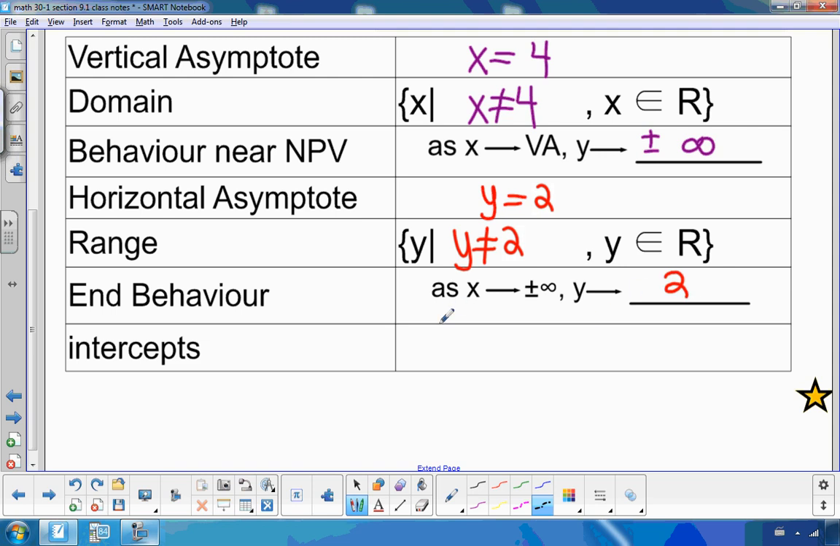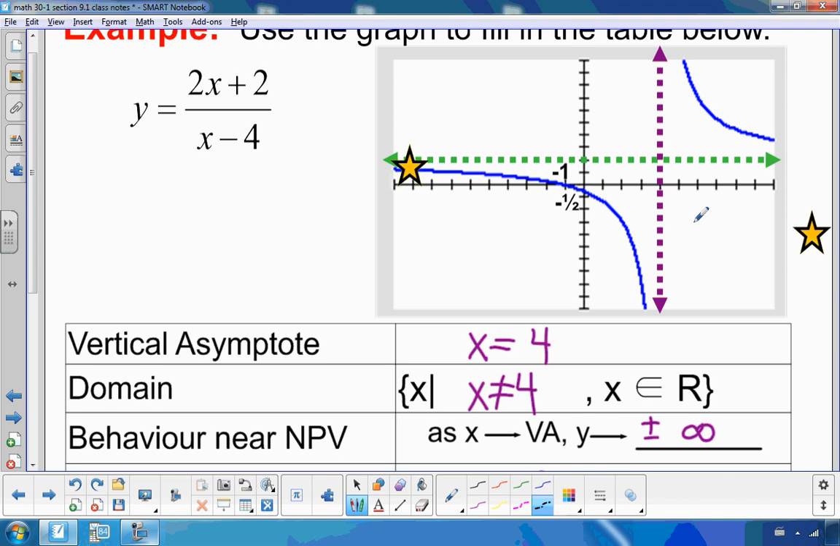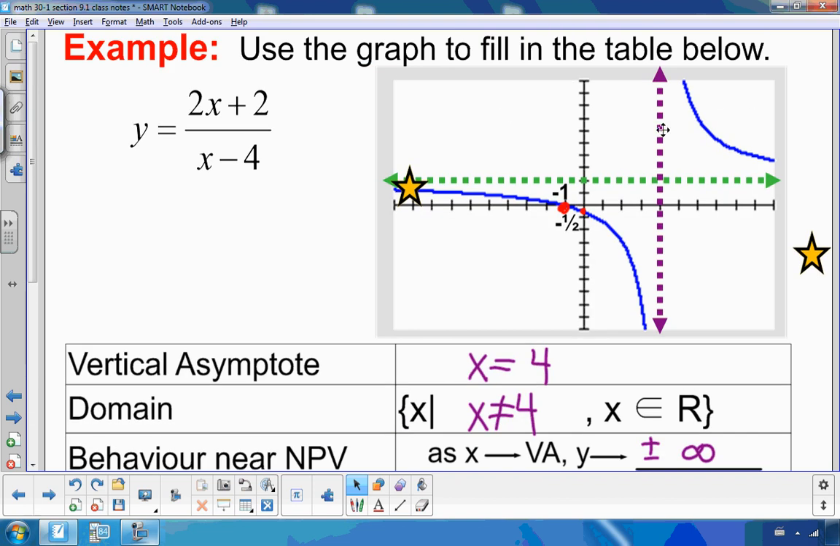Okay, now let's see if they have any intercepts. So I can see here a y-intercept at -0.5. So I have intercepts at -1, 0, and at 0, -0.5.